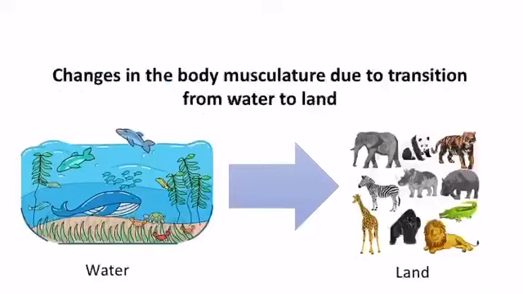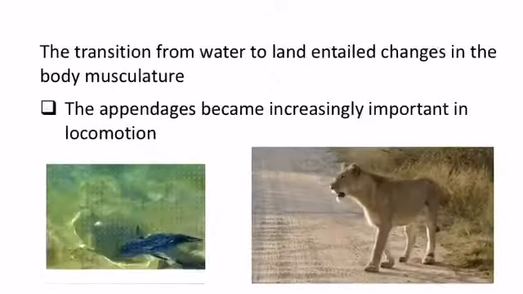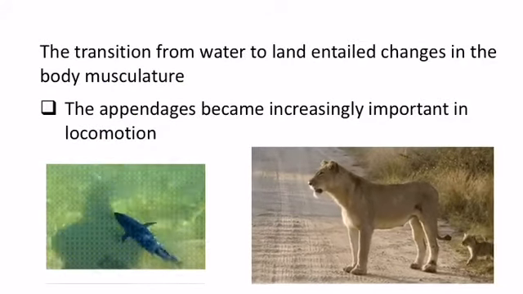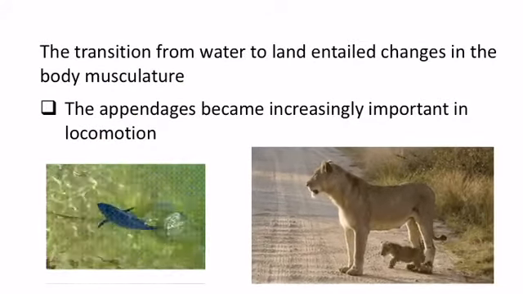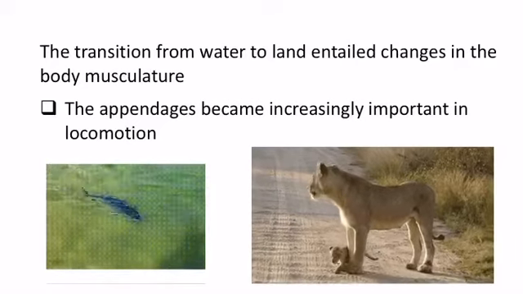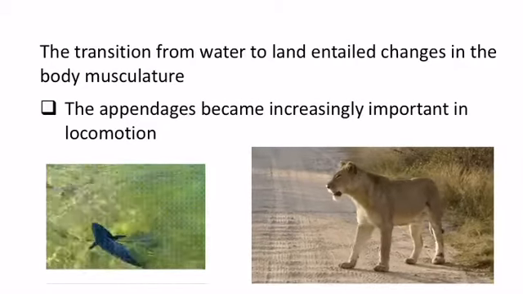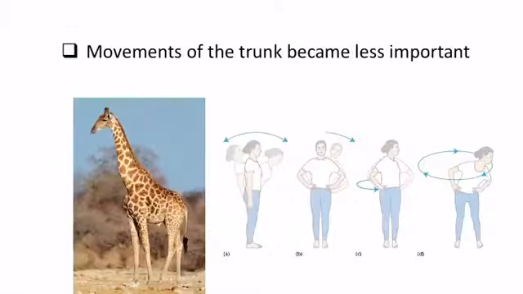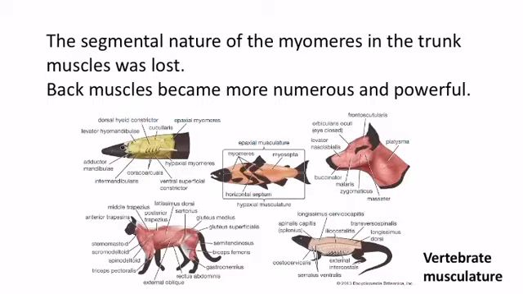Changes in the body musculature due to the transition from water to land. The transition from water to land entailed changes in the body musculature. The appendages became increasingly important in locomotion. Movements of the trunk became less important. Here in the terrestrial environment, the movement of the trunk became less important in locomotion, because the appendages became increasingly important in locomotion.